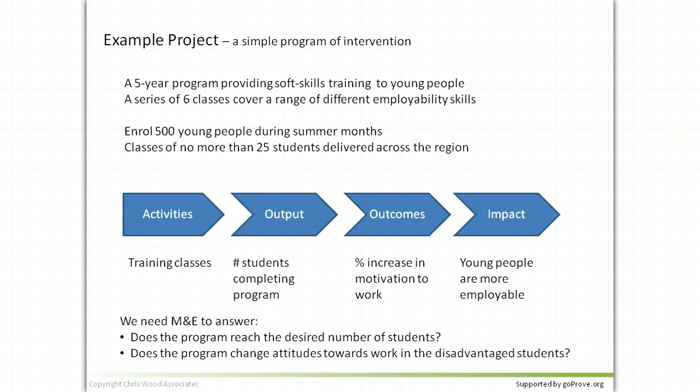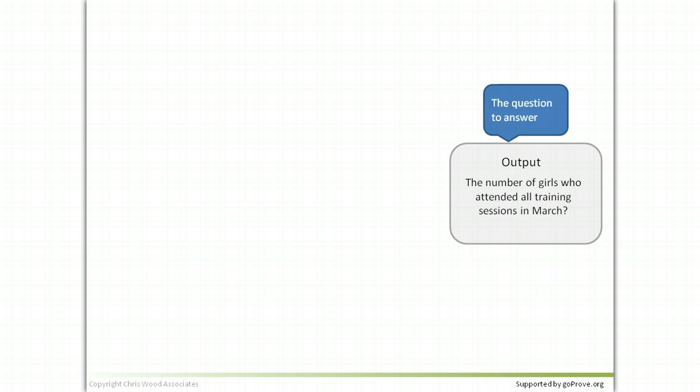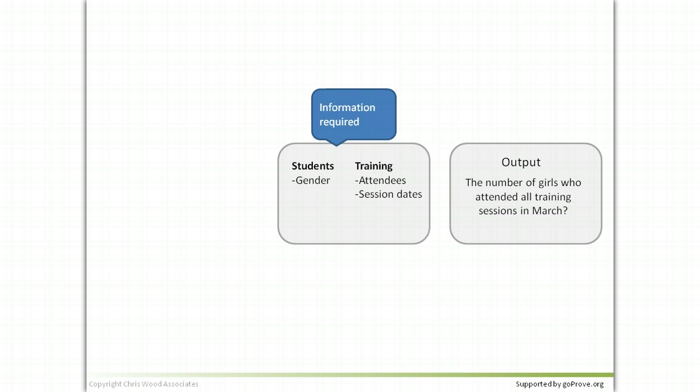We need our M&E system to answer 2 basic questions. Does the program reach the desired number of students? And does the program change the attitudes towards work in those disadvantaged students? Let's have a look at 2 of those questions in detail. The output we're looking for is to be able to demonstrate the number of girls who attended all training sessions in March. This might be a typical question.